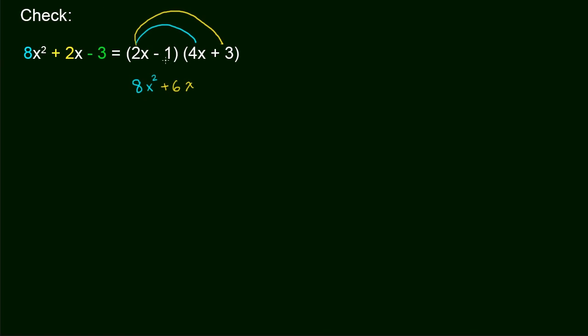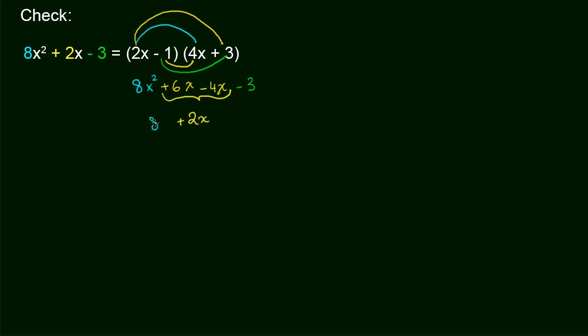I'm also going to multiply the negative 1 times the positive 4x. Negative 1 times positive 4x is negative 4x. And finally, going to multiply the negative 1 times a positive 3. Negative 1 times positive 3 is negative 3. I'm going to simplify these two terms in the middle because they're like terms. I can combine them to get positive 2x, and I'm going to bring the rest of these terms down.